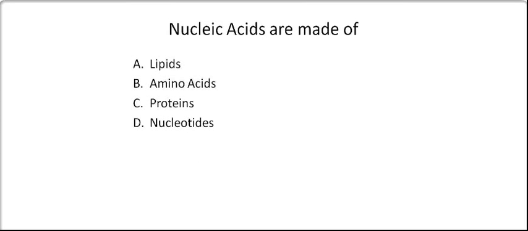Nucleic acids are made of lipids, amino acids, proteins, nucleotides. The flow of information in the central dogma of genetics is from RNA to DNA to protein, from protein to DNA to RNA, from DNA to RNA to protein, from DNA to protein to RNA, from RNA to protein to DNA.